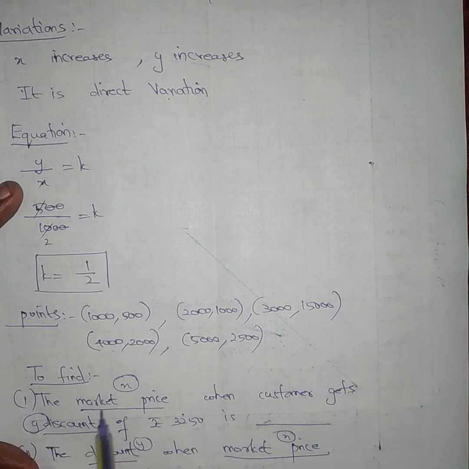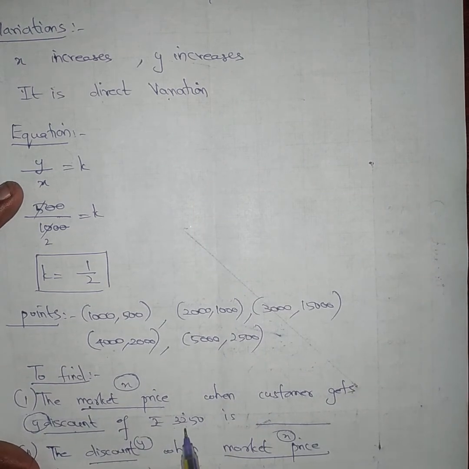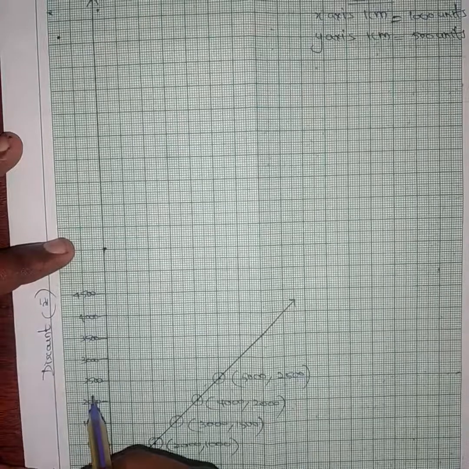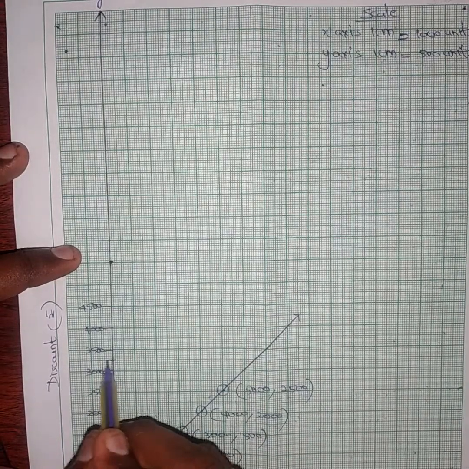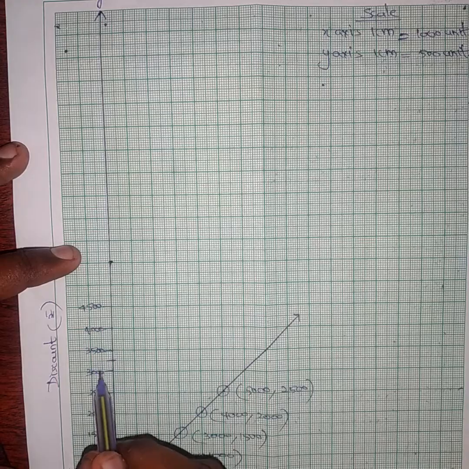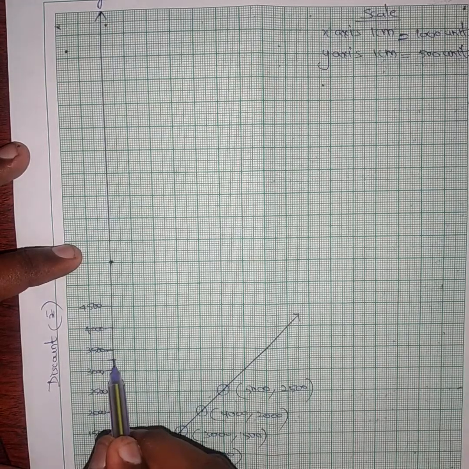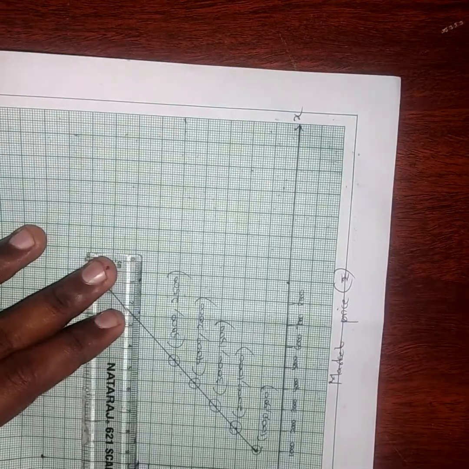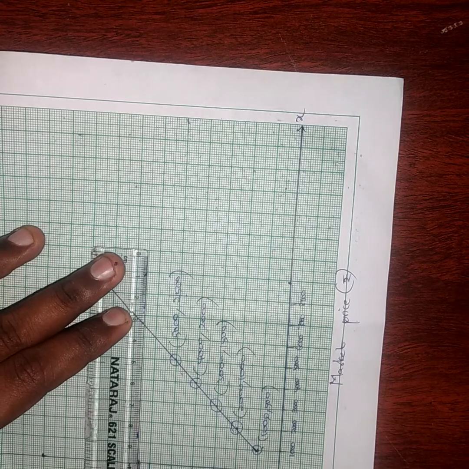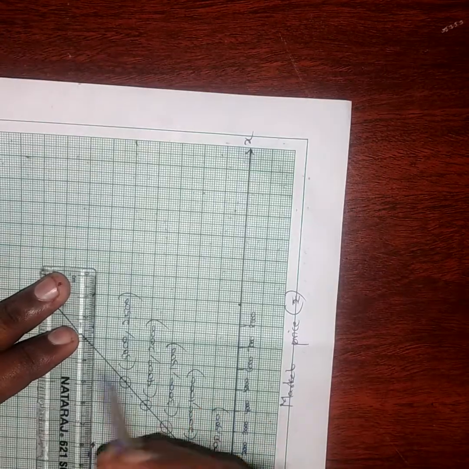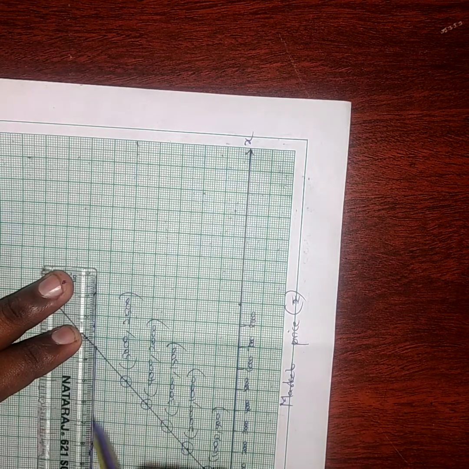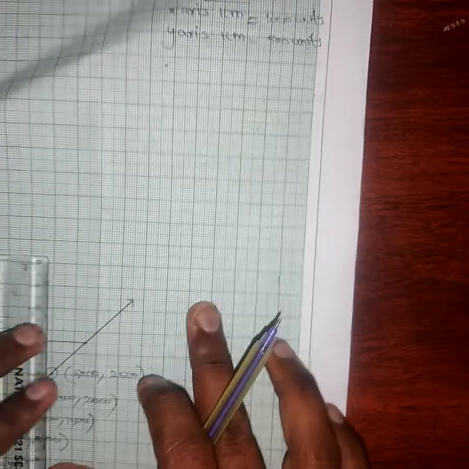I need to find the market price x when the discount is rupees 3250. We need to find where 3250 is. Here is 3000, here 3500; in the middle of that there will be 3250. At 3250, I need to draw a straight line. It cuts the graph here. After cutting, I need to draw the straight line from here down to here.